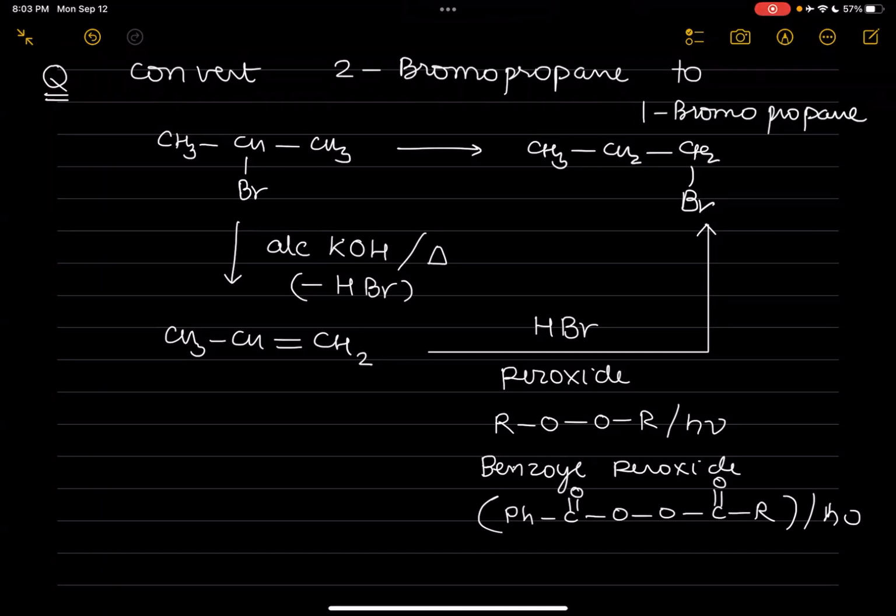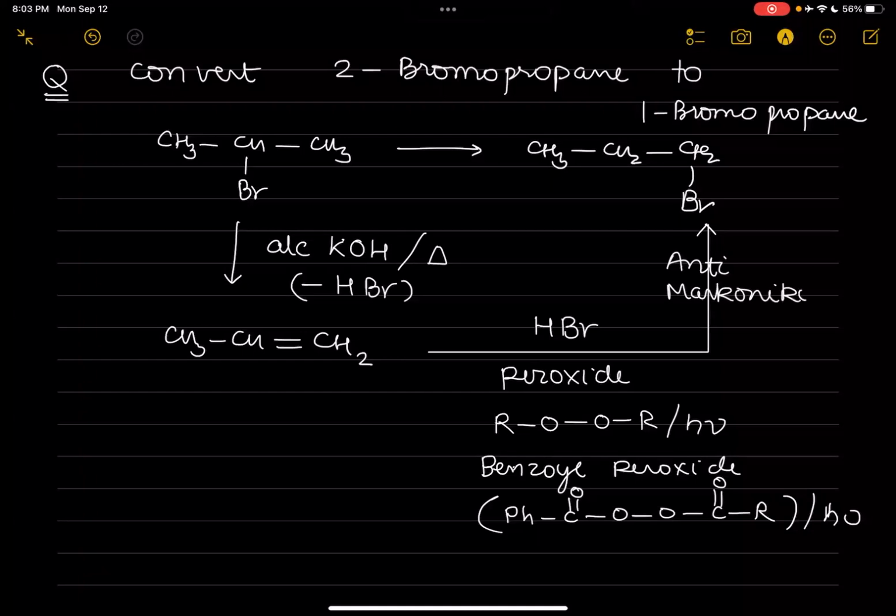Otherwise, if you simply take HBr, it adds as H plus and Br minus, and H plus will go to the position where there are more hydrogens. So this is known as anti-Markovnikov addition, and that will not happen normally. You require a peroxide: anti-Markovnikov addition of HBr in the presence of peroxide.